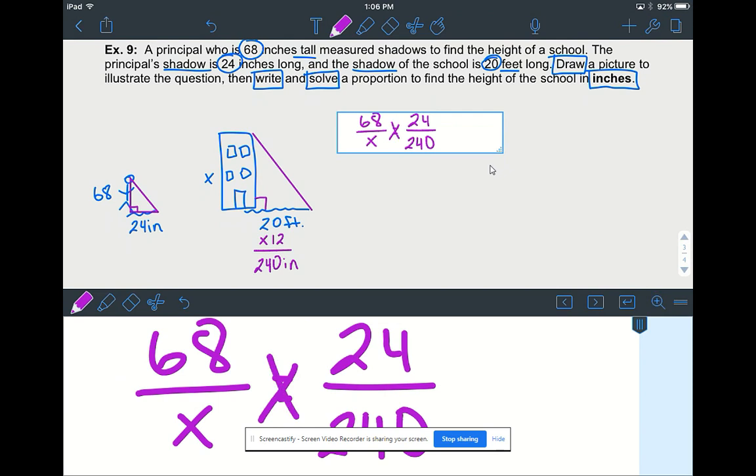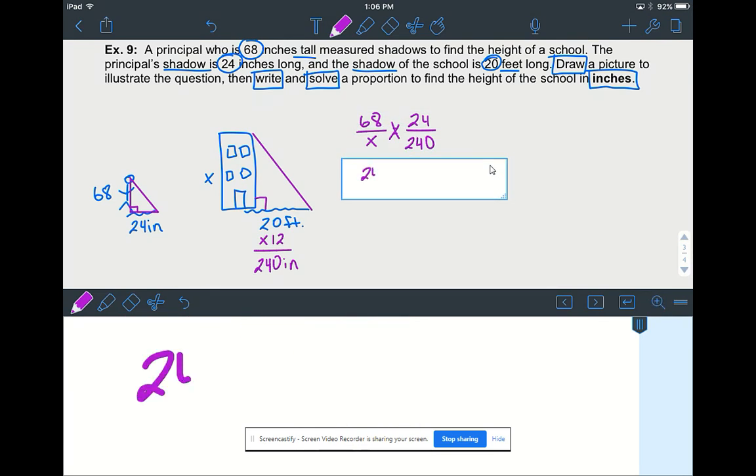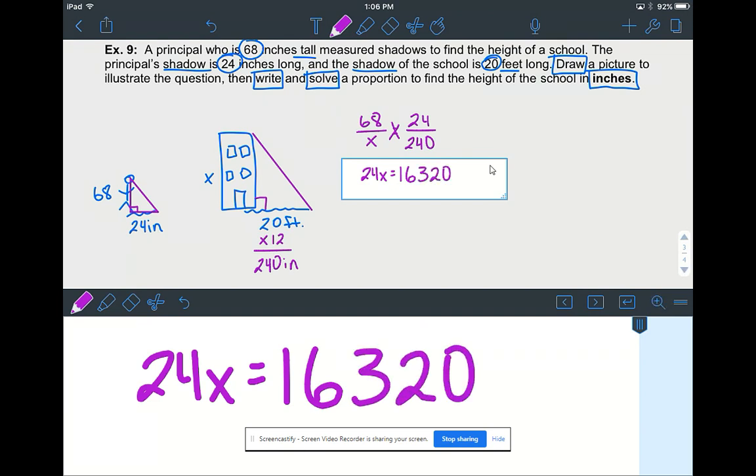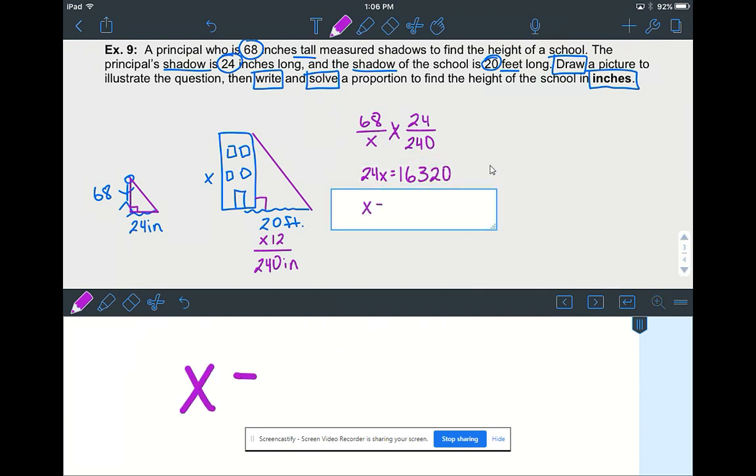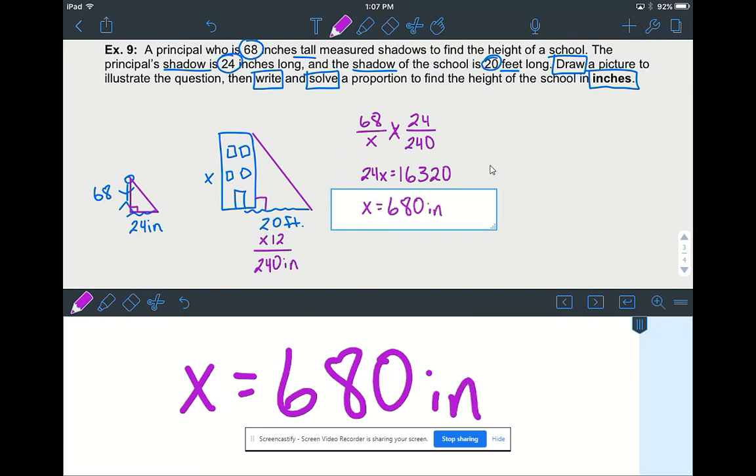Now we solve it like normal. Cross multiply. So 24x equals 240 times 68. Another big number, 16320. And then divide that by 24. So we get 680. And that's in inches.